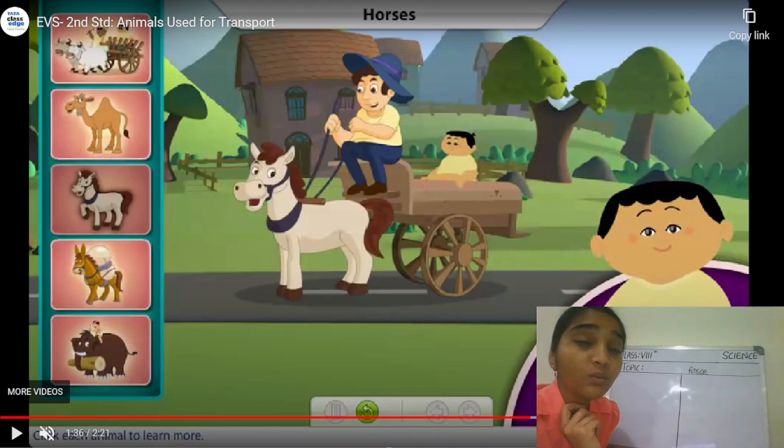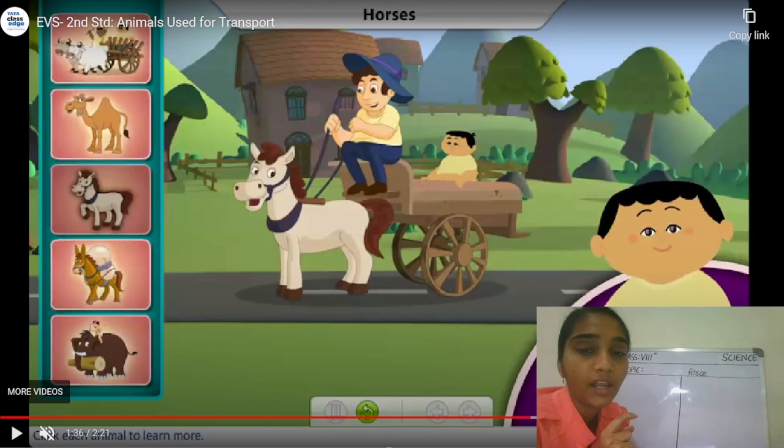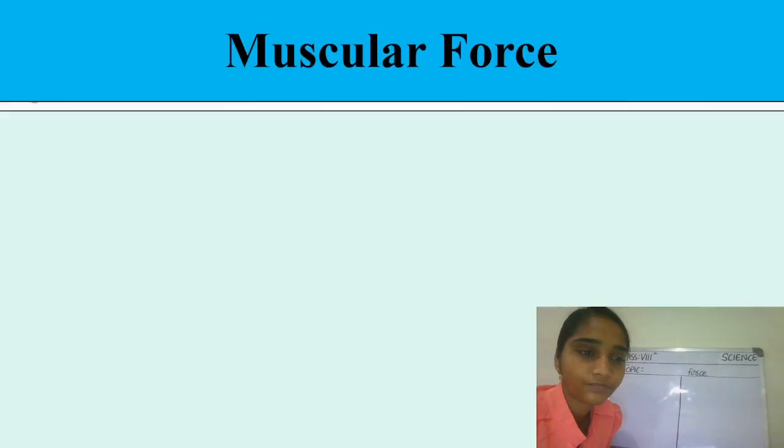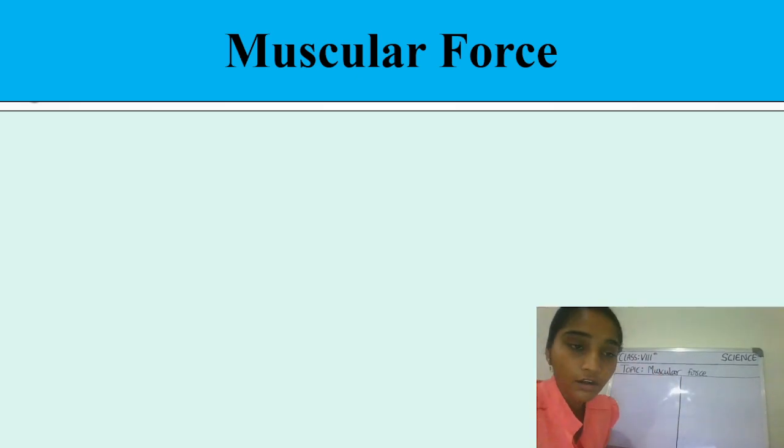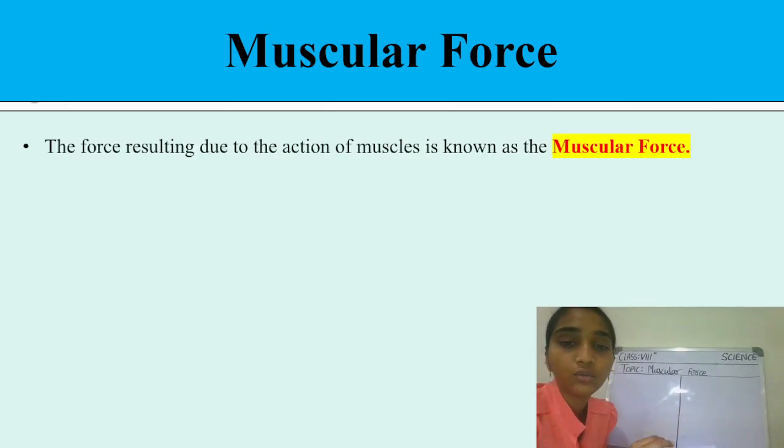So now what do you think, what kind of force is involved over here also? Yes, very good students. You must be saying that something related to strength, right? Because very powerful strength is required to do such heavy tasks. So now students, we are going to discuss the muscular force. Yes, muscular force. Very good, students. So now just see that the force resulting due to the action of muscles is known as the muscular force.